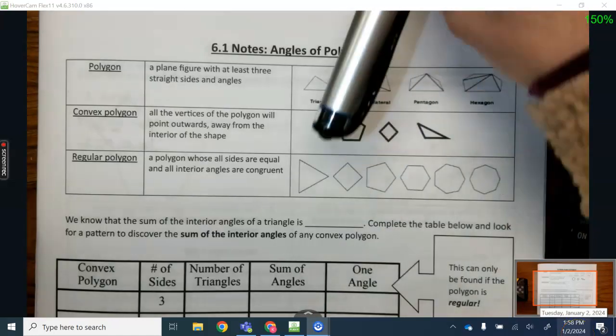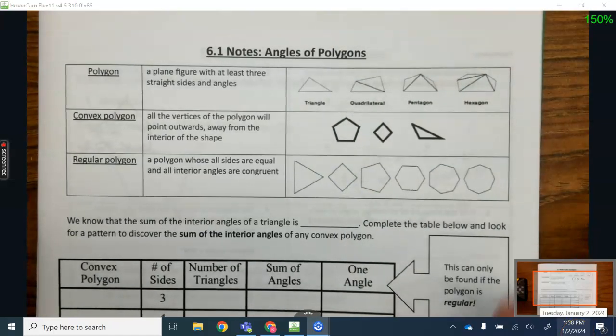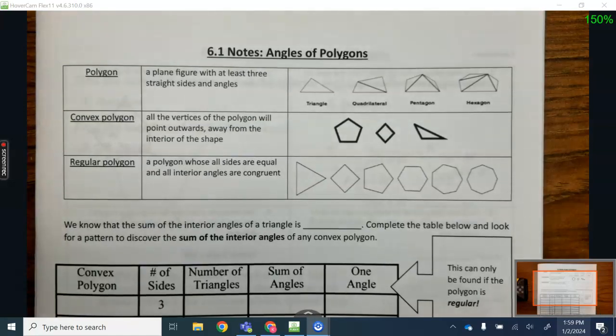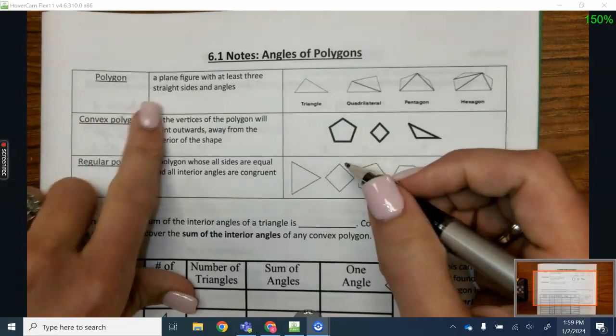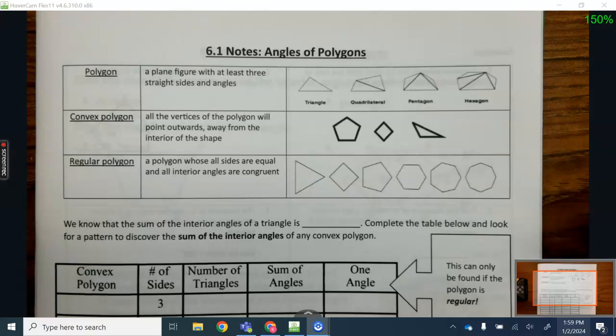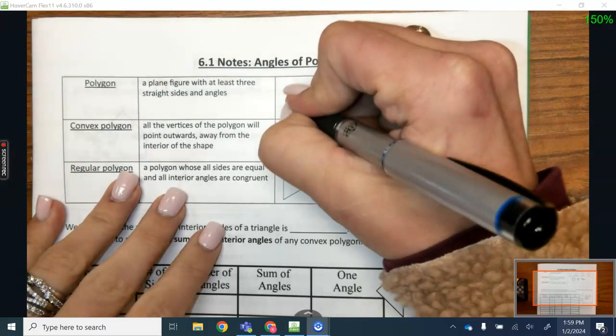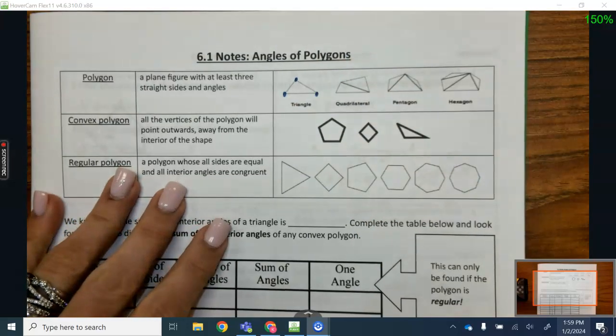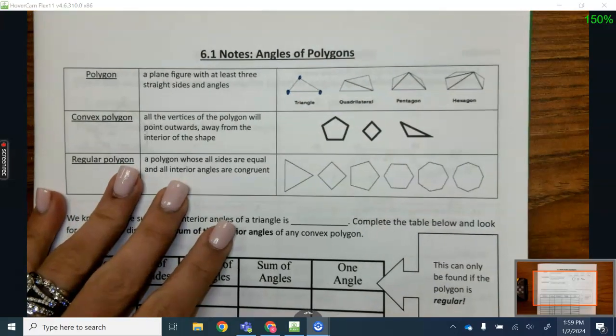Alrighty, so this is the 6.1 notes titled Angles of Polygons. We have a couple of definitions up at the top. A polygon is just a plane figure with at least 3 straight sides and angles. Remember from chapter 1, we learned that in order to form a plane, we need at least 3 non-collinear points, right? 3 points not on the same line, which forms a triangle.